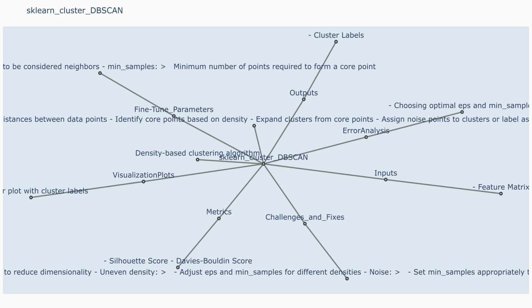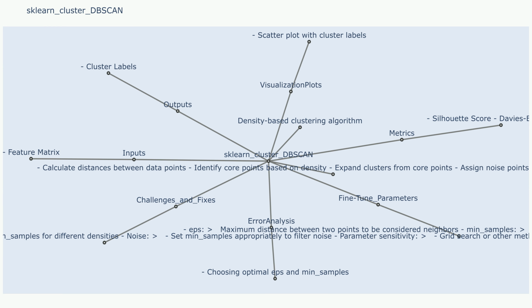Density-based spatial clustering of applications with noise (DBSCAN) is a density-based clustering algorithm that identifies clusters based on the density of data points. It groups together data points that are closely packed together and considers points with low density as noise or outliers.